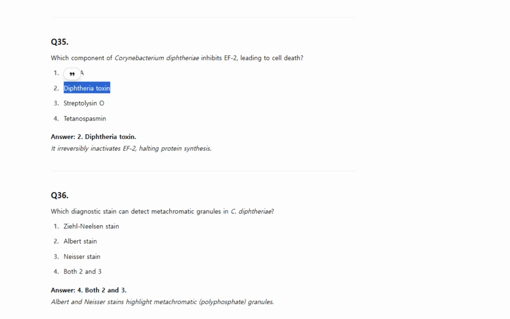Q36. Which diagnostic stain can detect metachromatic granules in C. diphtheriae? 1. Ziehl-Neelsen stain. 2. Albert stain. 3. Neisser stain. 4. Both 2 and 3. Answer 4. Both 2 and 3. Albert and Neisser stains highlight metachromatic polyphosphate granules.